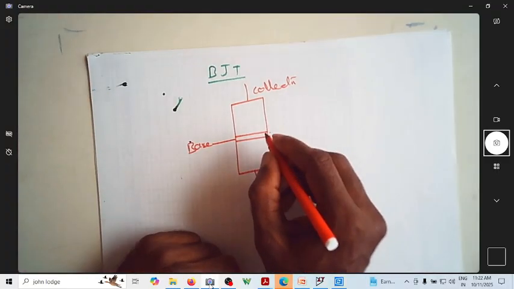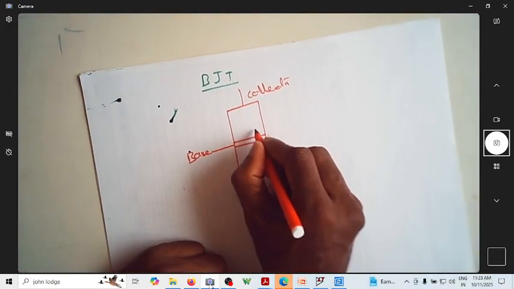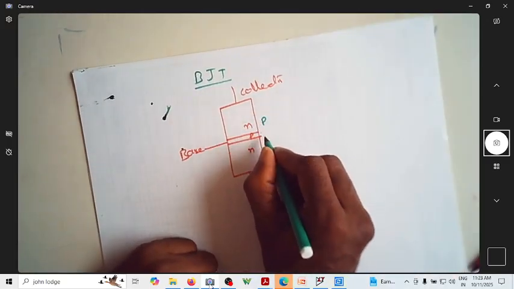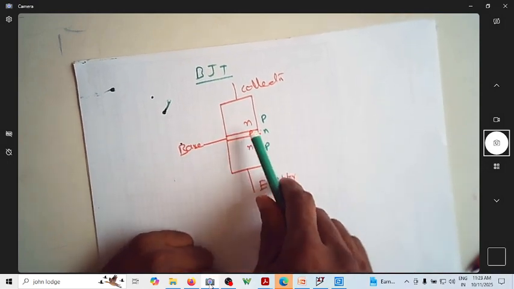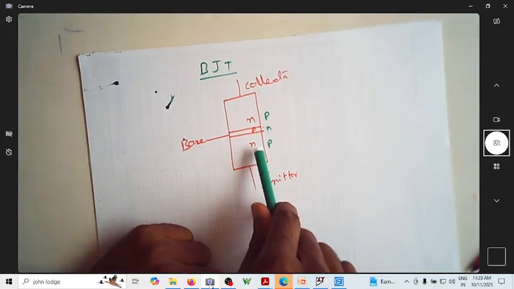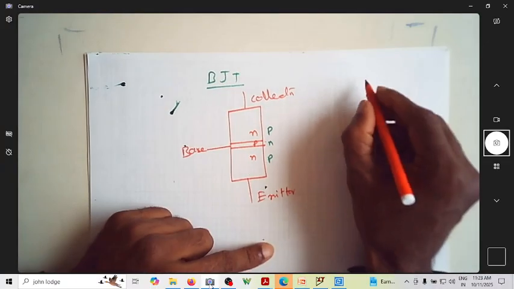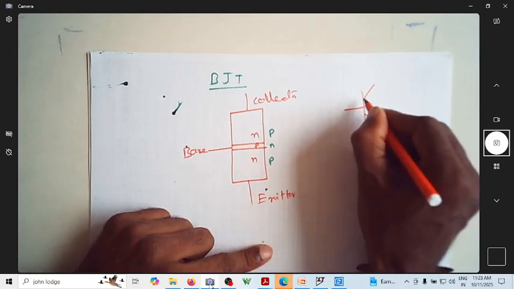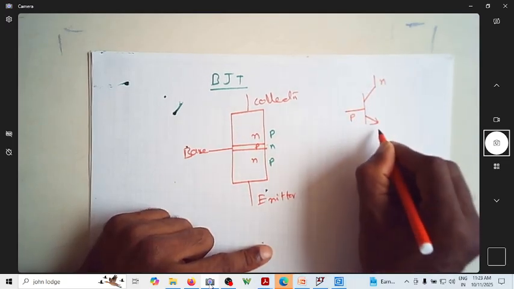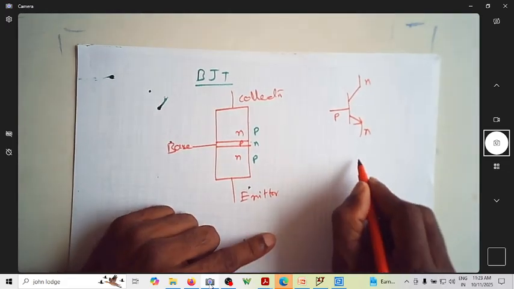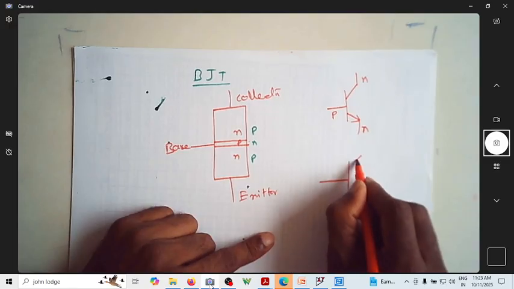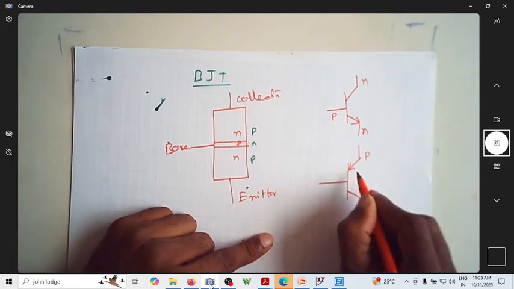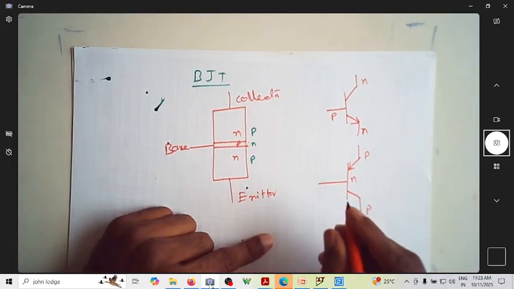So now this can be N, P, N, or it can be P, N, P. Meaning we can have two configurations of a transistor. This will be an NPN transistor, or it can be, see now, this is a PNP transistor.